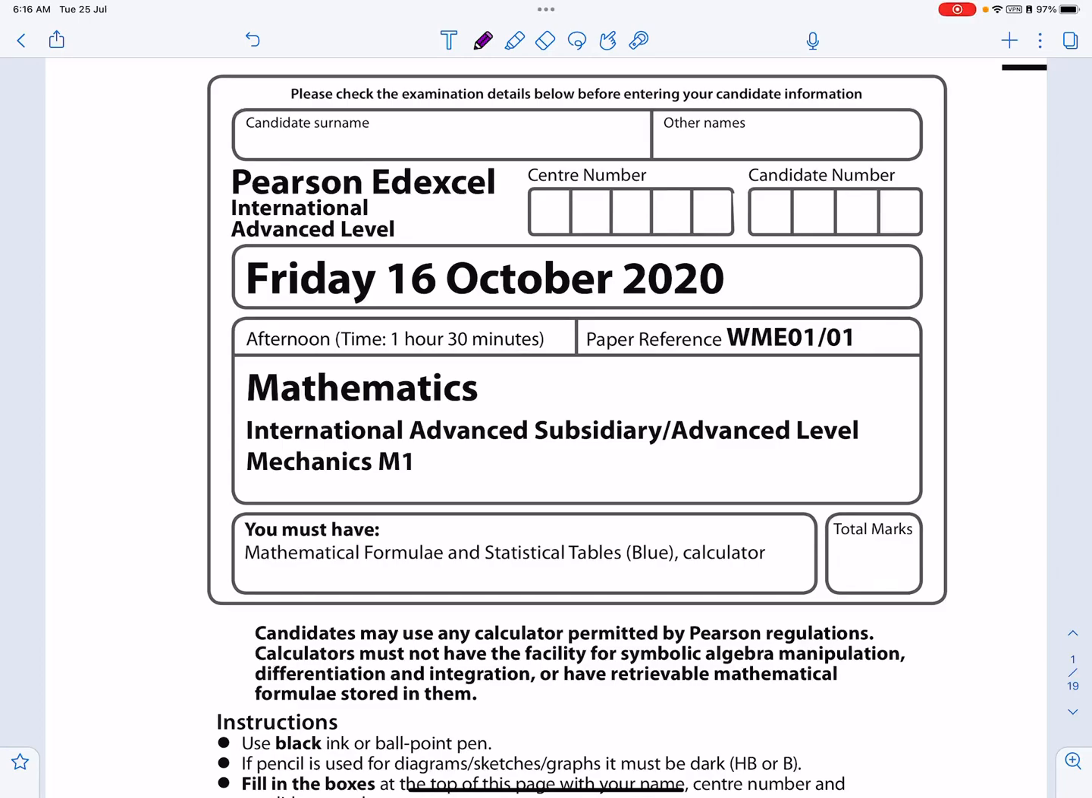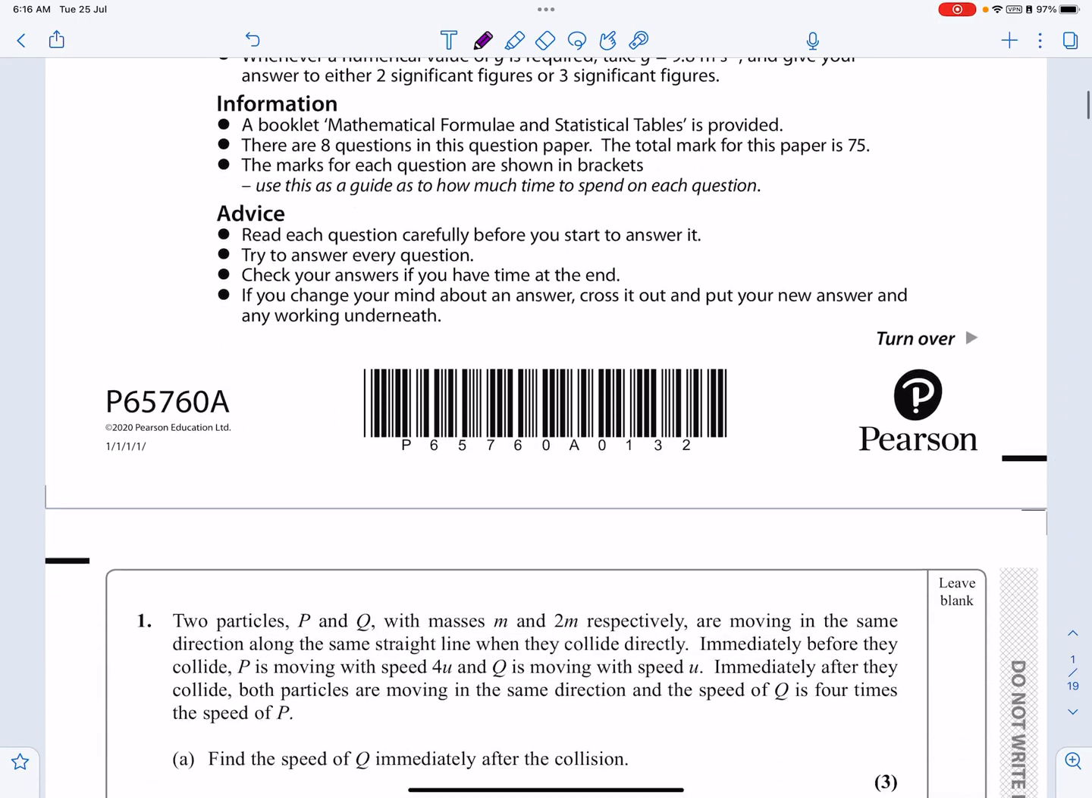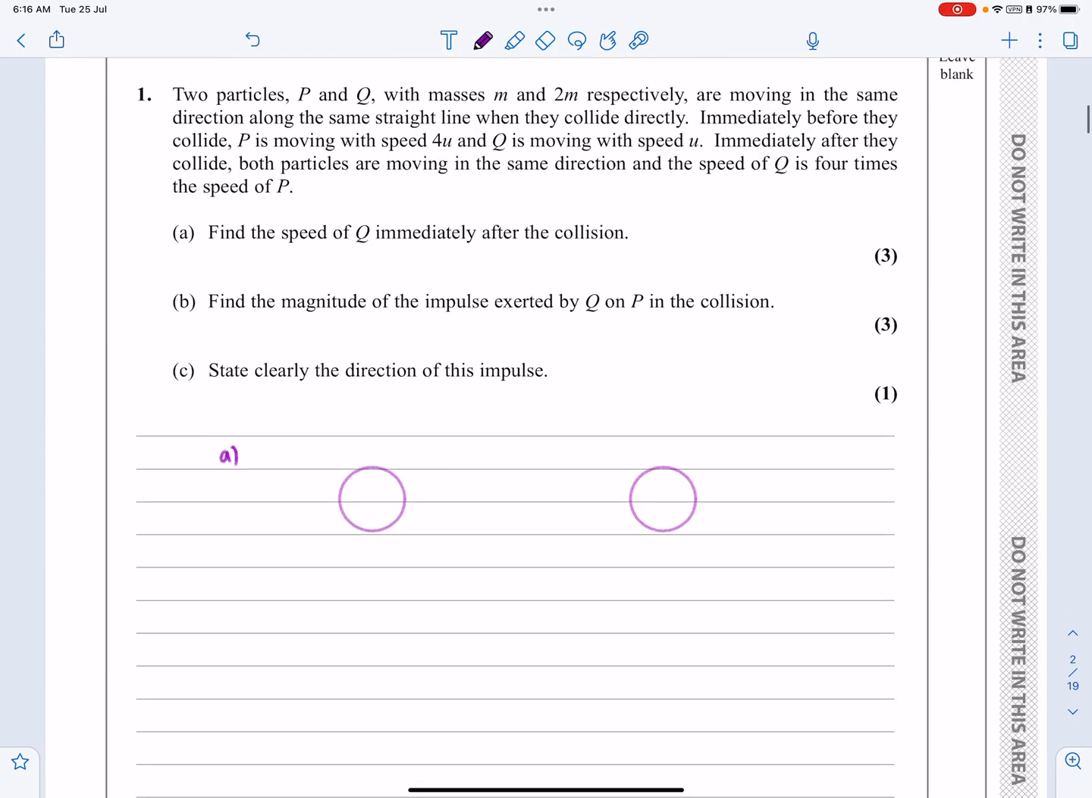Okay, this is the M1 paper from October 2020. This is question number 1, which is a collisions question, momentum and impulse. We're going to be using the conservation of linear momentum in this one. As you can see, I've just got myself started with drawing out the beginnings of the diagram. Let's see what they tell us.